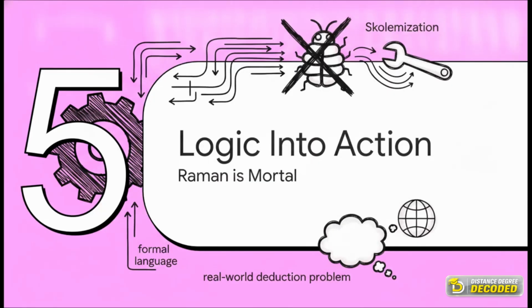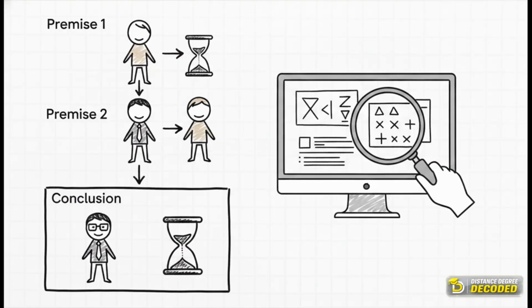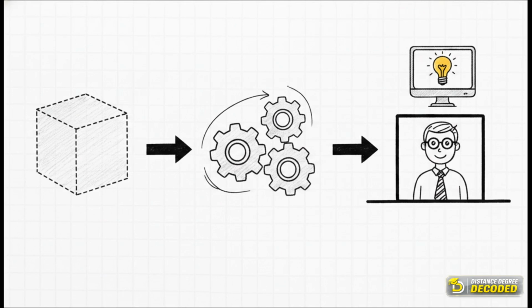Section 5. Putting logic into action. The Raman is mortal deduction. Okay, let's use a classic logical deduction problem from our source material to really see these translation tools at work. Our premises are 1. Every man is mortal, and 2. Raman is a man. The conclusion we want the computer to logically prove is that Raman is mortal. Now, to any 10th grader, this is incredibly obvious. But remember, the computer needs this fed to it in strict symbolic logic. So we are going to translate it step by step.